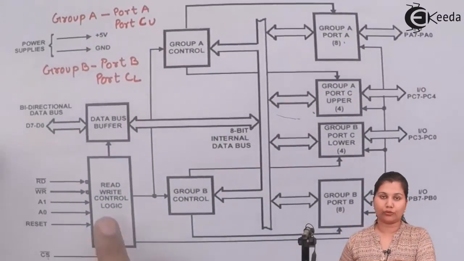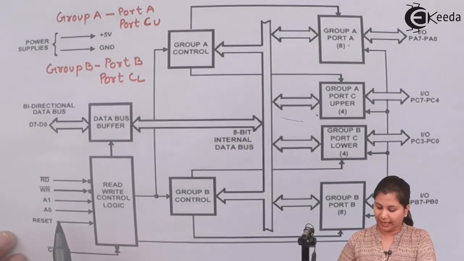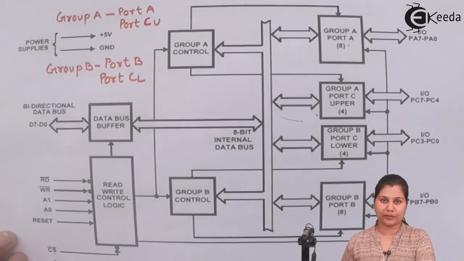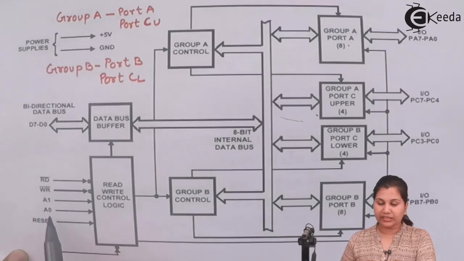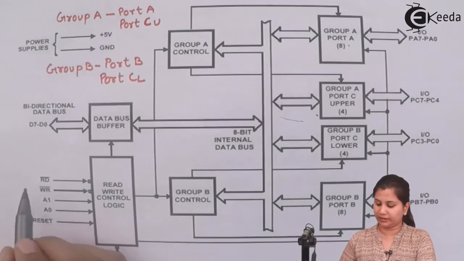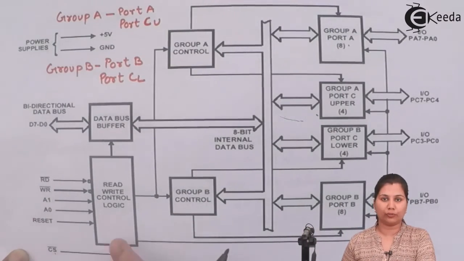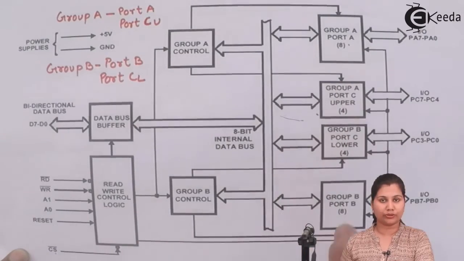Now next in the block diagram comes the read and write control logic. This read and write control logic has these signals: read, write, A1, A0, reset and chip select. We have already studied the function of these signals. The read signal is used to read the data from the ports. Write is used to write the control word or write the data onto the ports.